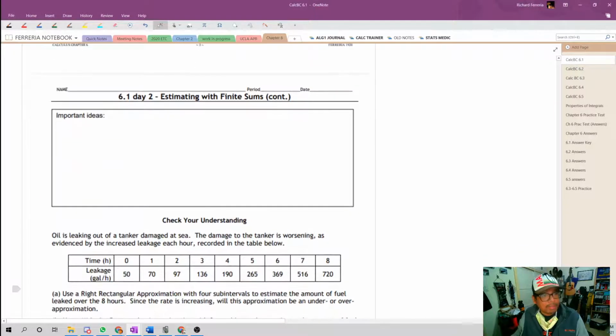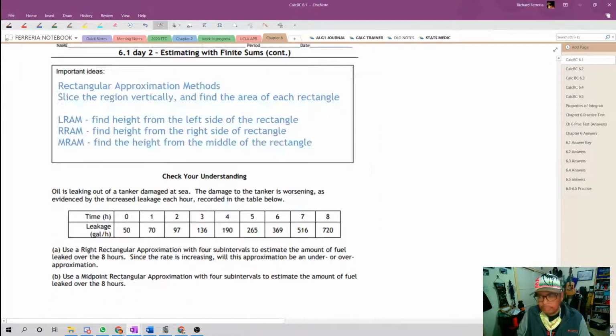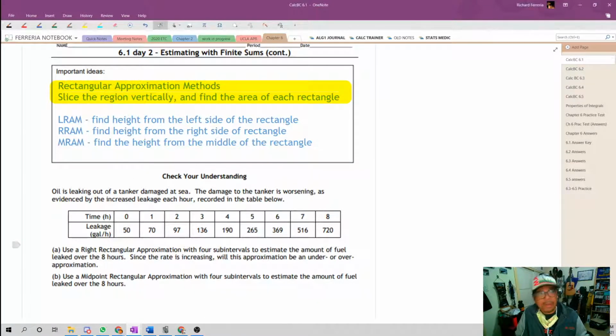Time for us to look at some important ideas. The first one is this idea of the rectangular approximation method. In a rectangular approximation method, we slice the region vertically and we use a rectangle to approximate the area, and then we just find the area of all of those rectangles. Rectangular approximations come in 3 varieties. They are the left rectangle, the right rectangle, and the midpoint rectangle. And the only difference between the three is where you find the height of the rectangle.